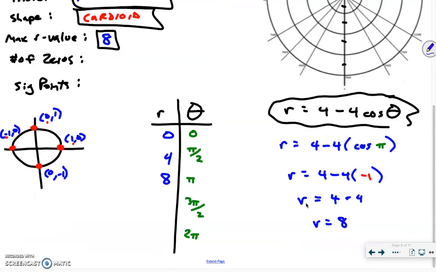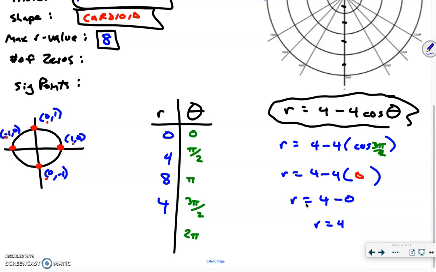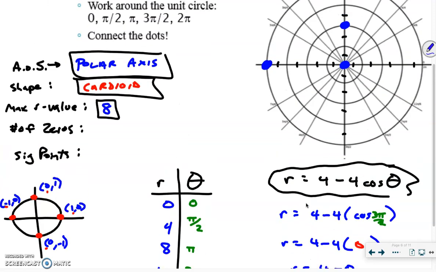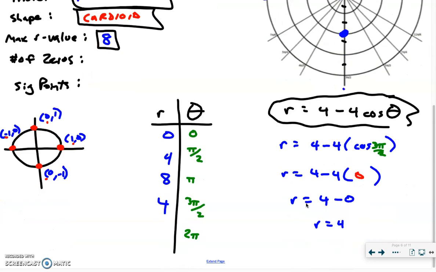This time we're going to test for when theta is equal to 3 pi over 2. So r is equal still to 4 minus 4 times the cosine of 3 pi over 2, which, as we can see again, is 0. So very similar to before, 4 minus 0, r is going to equal 4. So when theta is 3 pi over 2, r is equal to 4. So find the angular line of 3 pi over 2, and I count down 1, 2, 3, 4. We have our point.